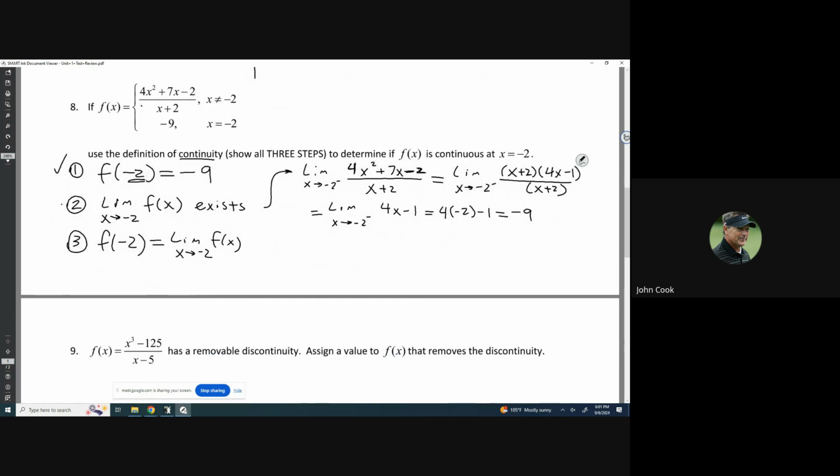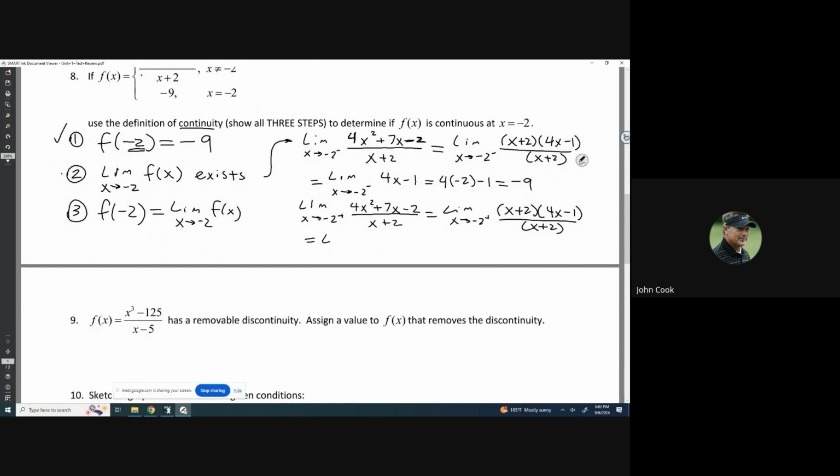Now let's take a look at the right-hand side limit. So that's going to be the limit as x goes to -2 on the right-hand side. I'm basically just going to redo all the steps that I just did, because I showed this analytically and it worked out pretty well. So 4x squared plus 7x minus 2 over x plus 2 is equal to the limit as x goes to -2 on the right-hand side of, factoring again, x plus 2 and then 4x minus 1 over x plus 2. And then the x plus 2's cancel out. That leaves me with the limit as x goes to negative 2 on the right-hand side of 4x minus 1 again. And if I plug in negative 2, I end up with negative 9 one more time.